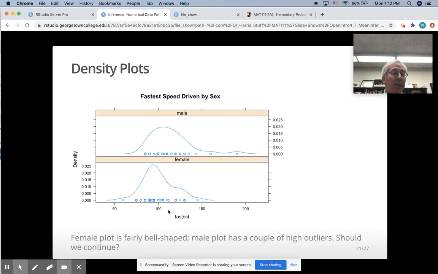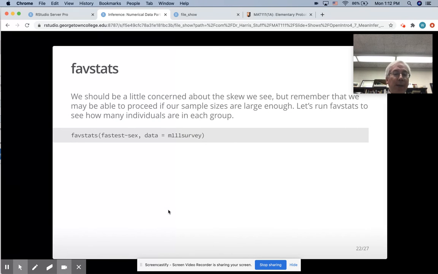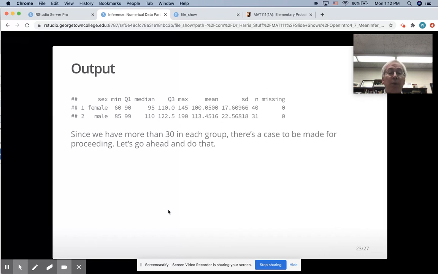So we need to be a little bit careful about proceeding. And so maybe this is one of those cases where we should go back and look at the sample size just to make sure that we're good. favstats will tell us what the sample size was. And so we see that there are 40 women, 31 men. Both are bigger than 30. So with our sample sizes, we're tending to think they are probably big enough to overcome the slight skew we see with the females, and even the outliers that we see in the men's case. So we're going to go ahead and proceed. But notice that we've done checking of our conditions here.